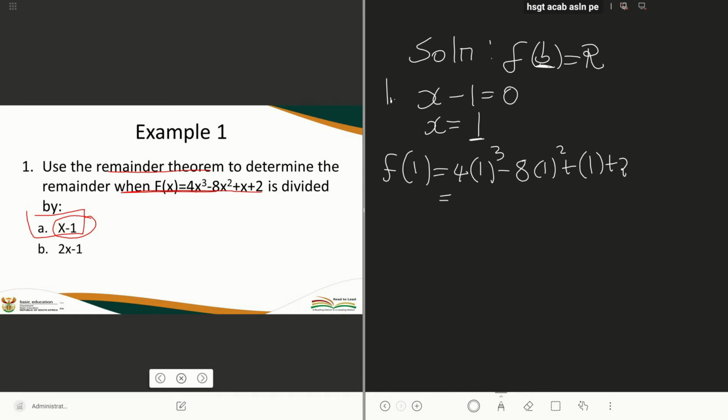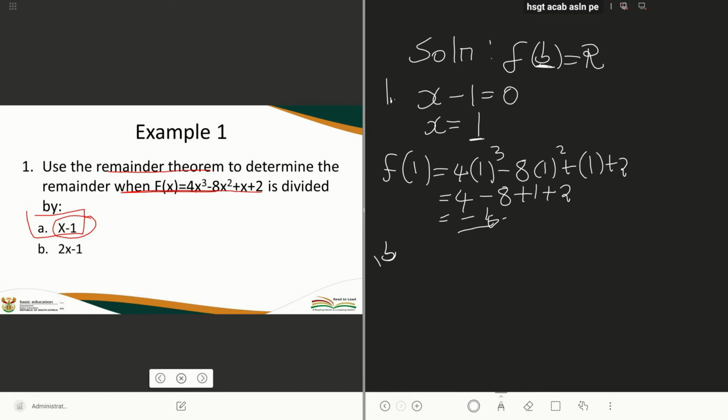So 4 multiplied by 1, we say it's 4 because 1 cubed is 1, minus 8 multiplied by 1 there, 1 squared is 1, so it's 8, 4 minus 8, plus 1, plus 2. So if I add this together, 4 plus 1 plus 2 is going to be 3, minus 8 ... that is going to be negative 1. So in simple terms, my f at 1 will give me what? Will give me the remainder of negative 1. Okay?